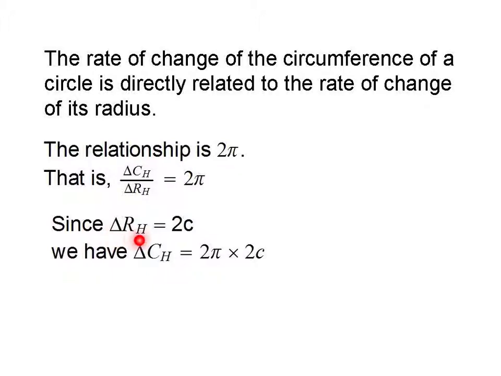Now we know that delta r sub h, the rate of change of the radius, is 2 times the speed of light. So we can rearrange this equation here, and we find that delta c is equal to 2 pi times delta r, which is 2c. So delta c is equal to 2 pi times 2c.